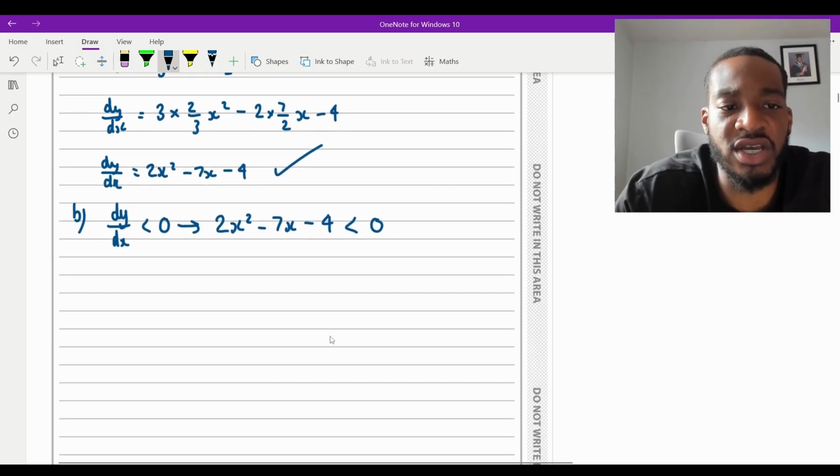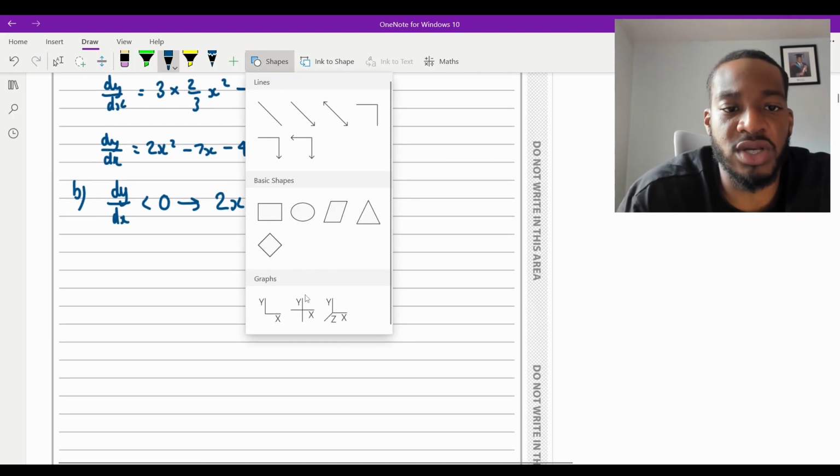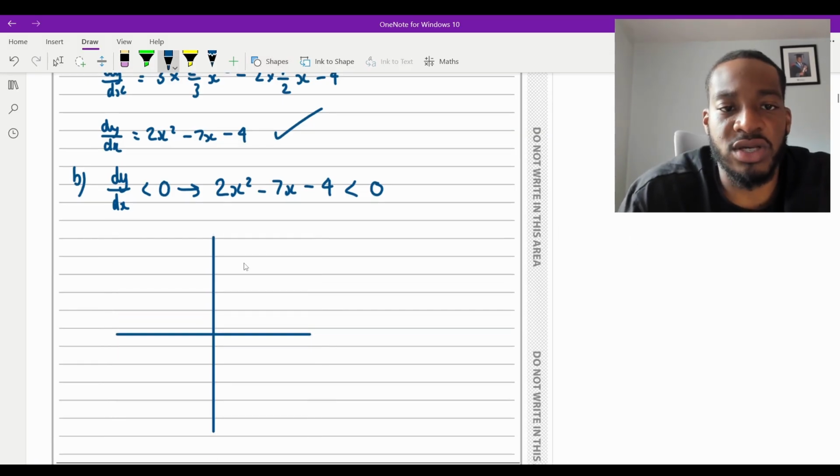Now, solving a quadratic inequality is very, very straightforward. You always want to sketch the graph. So I'm going to draw axes like this, and then plot this graph here. Now, the y-intercept is quite clearly at minus 4, so I'll put that there. And now I need the roots. So I'm going to solve 2x squared minus 7x minus 4 is equal to 0.